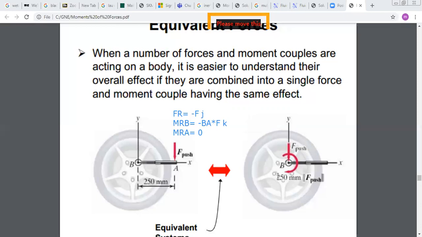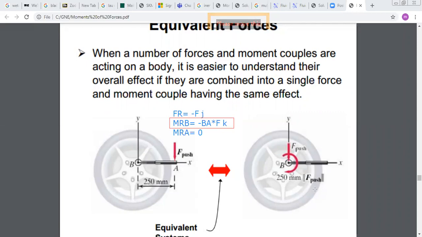So a general rule: when you move a force from one point to the other, in order to obtain equivalent systems, you should add the moment of the force created about the point. Because when I put my force in B, it will not be able to produce any moment about B, and in my initial system, it has a moment equal to MRB. It was a clockwise moment, and its magnitude was BA times F. This is why here I will put a clockwise moment of magnitude 250 times F.